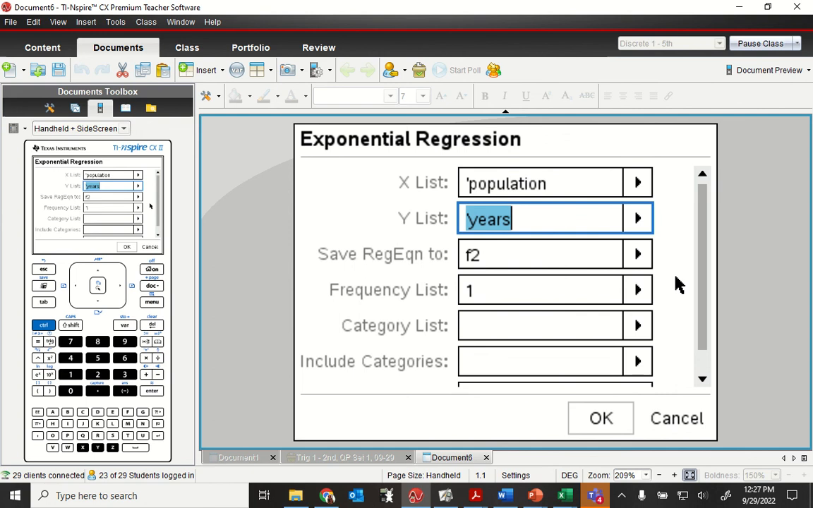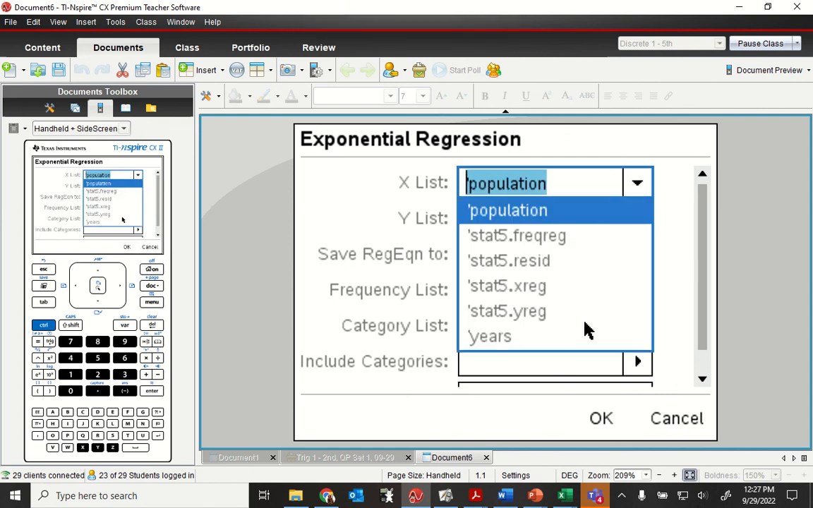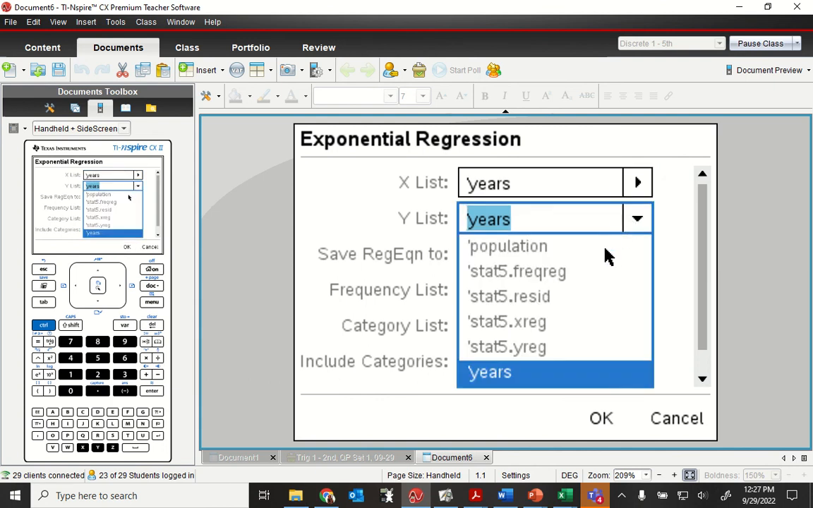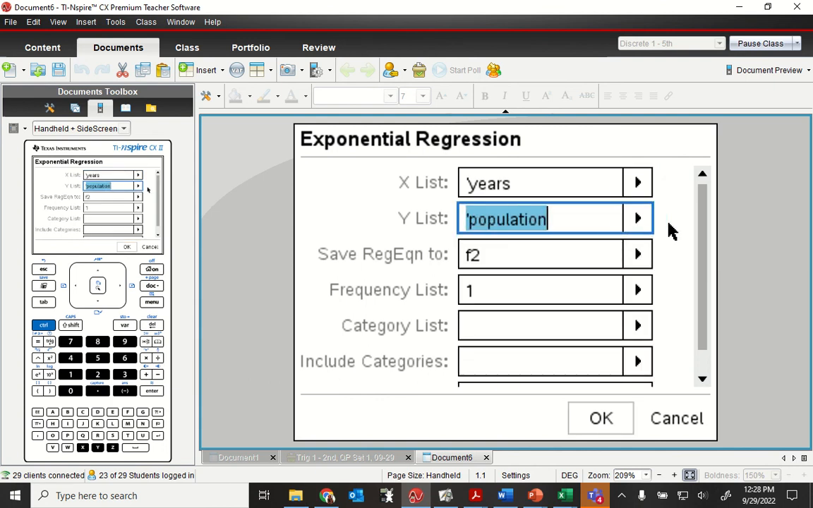Oh, I'm sorry. Thank you. Yeah, trying to see if I would catch you slipping. I didn't catch you. Good job. You ain't slipping. There we go. Hit OK.